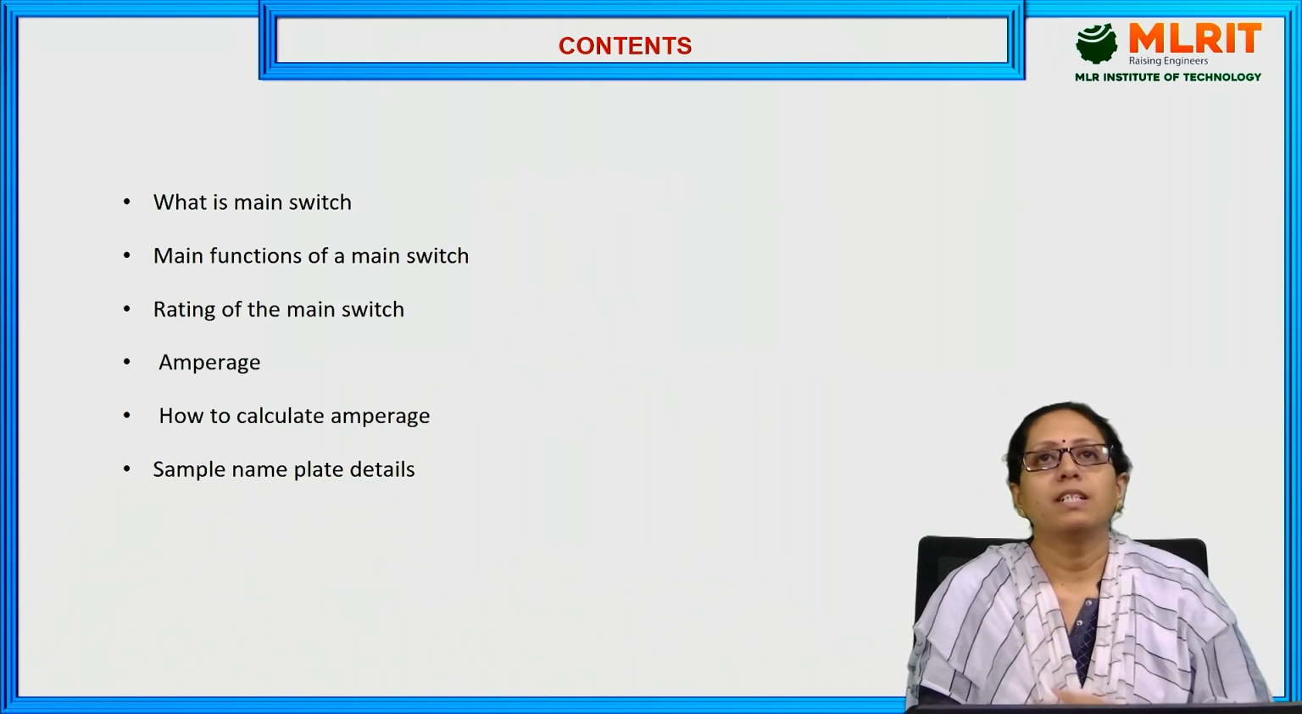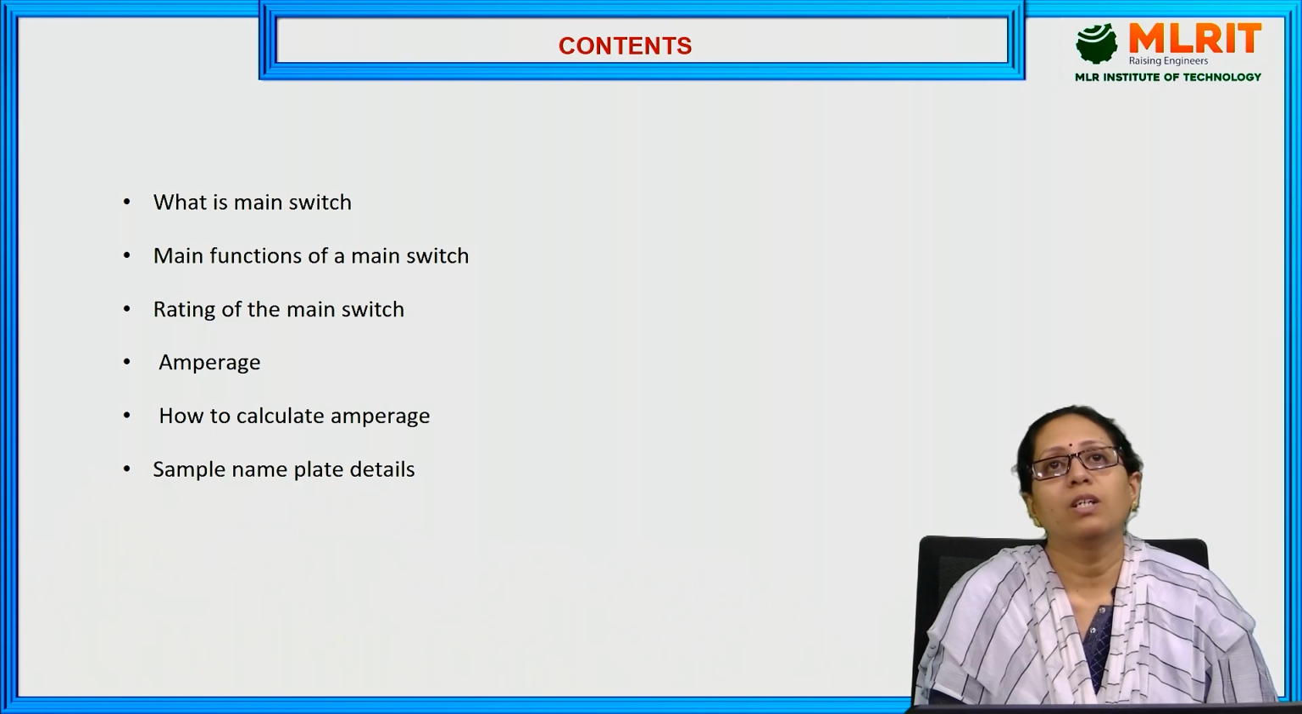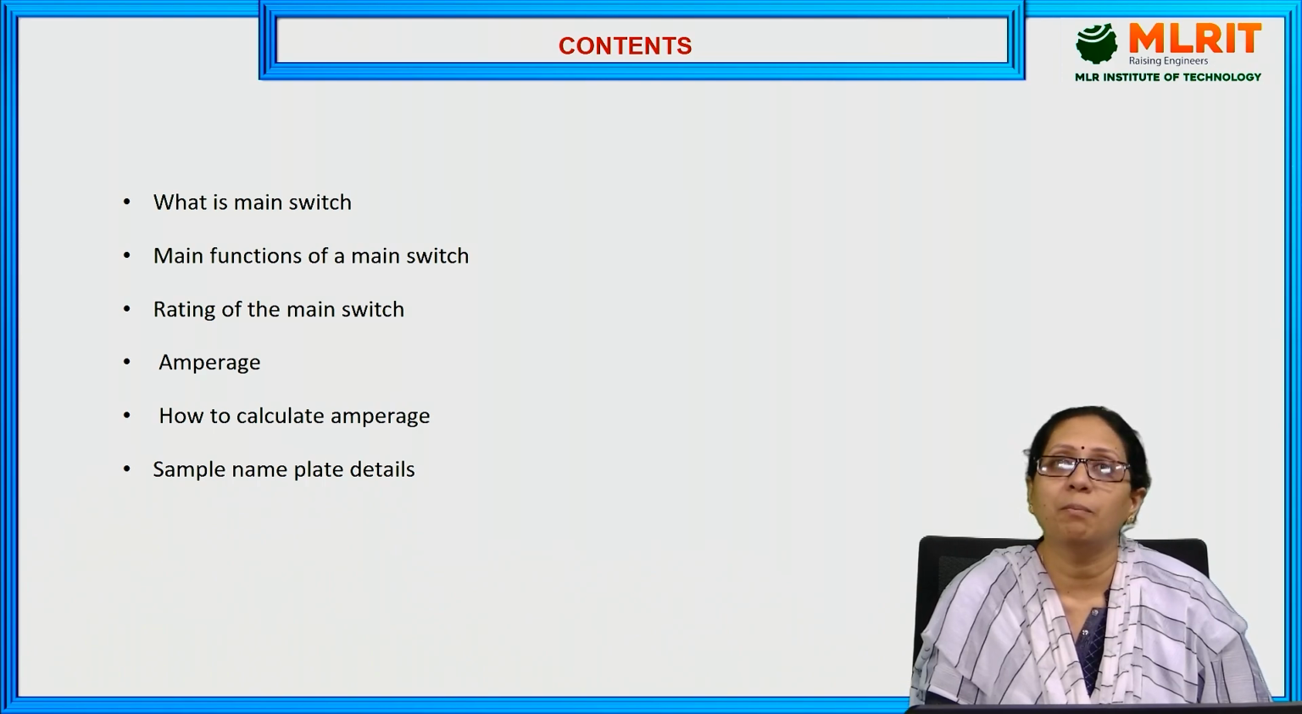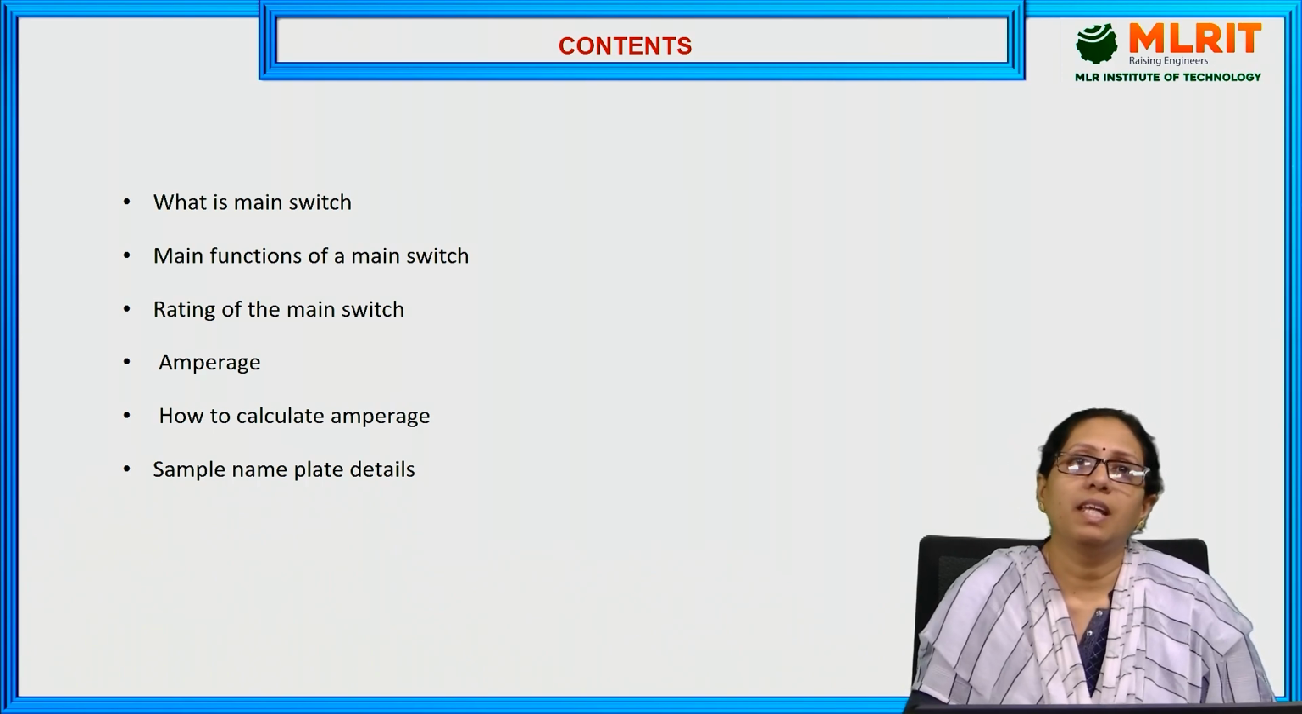These are the contents which I am going to discuss today: what is a main switch, the main functions of the main switch, rating of the main switch, amperage and how to calculate the amperage, and sample nameplate details.